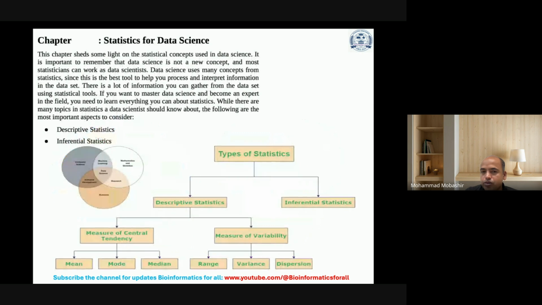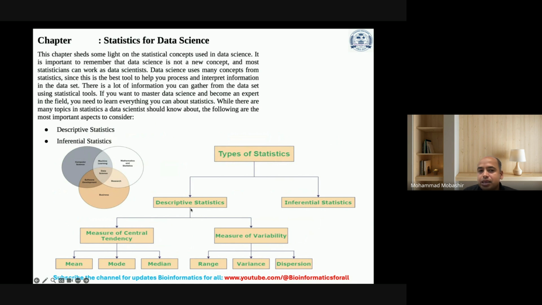Now you can also understand the difference between data science and statistical analysis. Statistics for data science: there are two kinds of statistics which are required. One is called descriptive statistics, which is quite easy and used in daily life activities. The second is called inferential statistics. So the types of statistics are descriptive and inferential statistics.